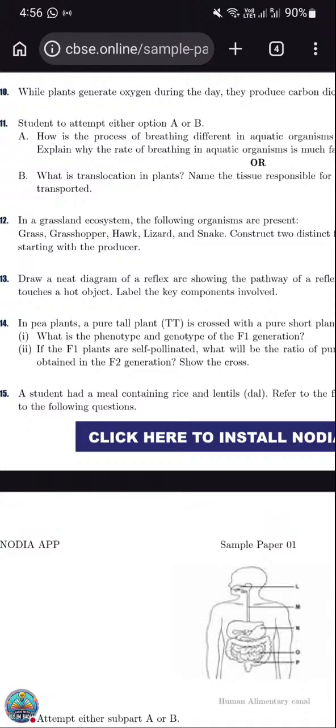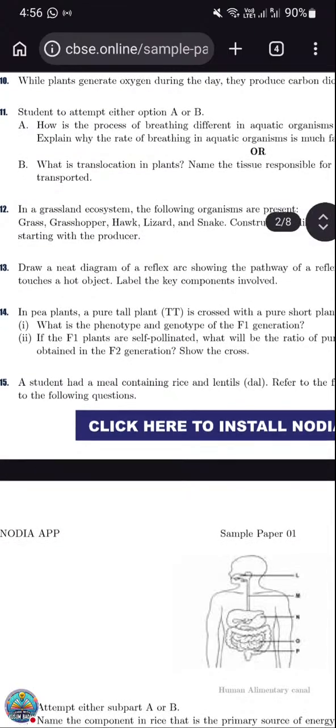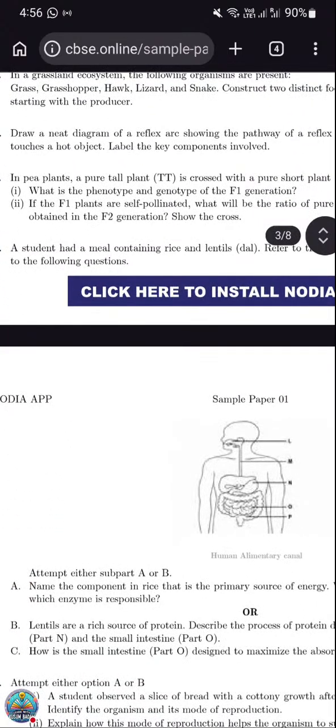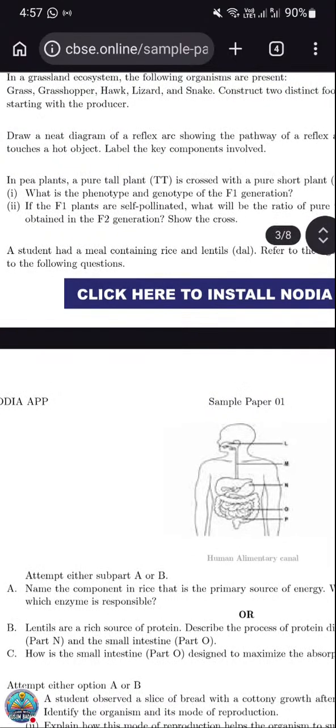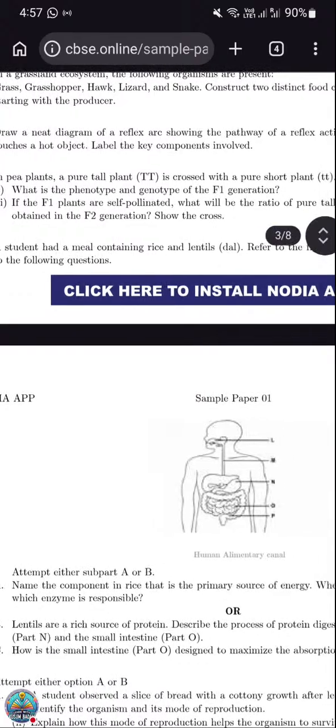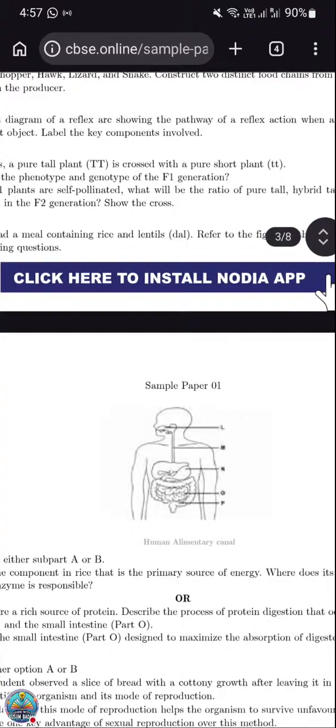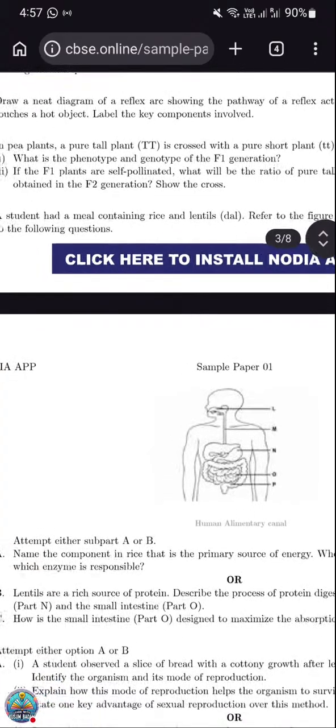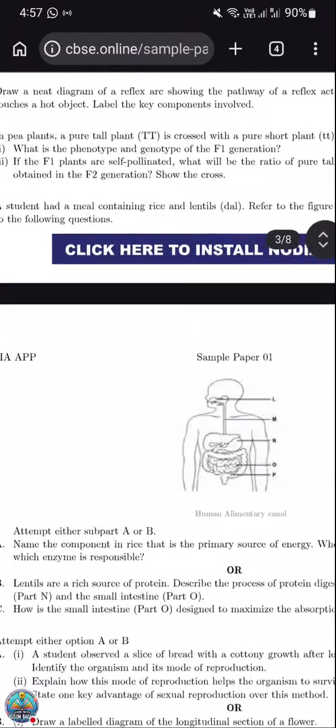organ. Now the next one: in a pea plant, pure tall. So this question we are getting in most of the sample papers. Prepare this very well from heredity, how Mendel's crossing is taking place. So mostly they will ask for the monohybrid cross. Practice it very well. A pea plant, capital T, is crossed with a pure short plant, small t. What is the phenotype and genotype?